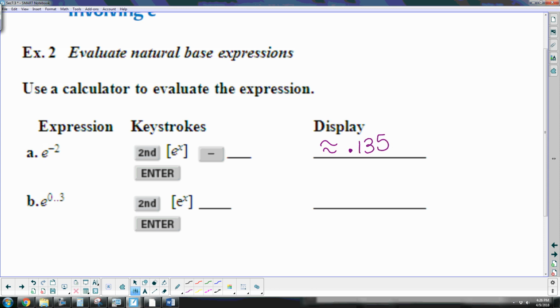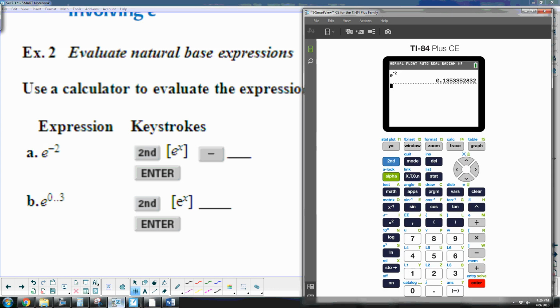And then the second one, e to the 0.3 power. Again, you can do that on your calculator because e actually has a value. So second, e to the x, and we're looking at 0.3, which gives us approximately 1.35.